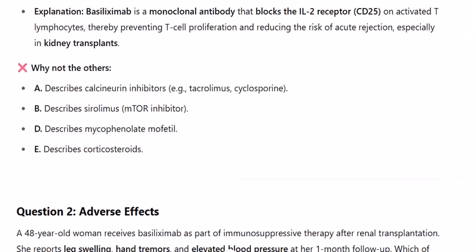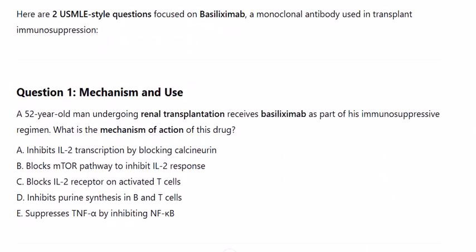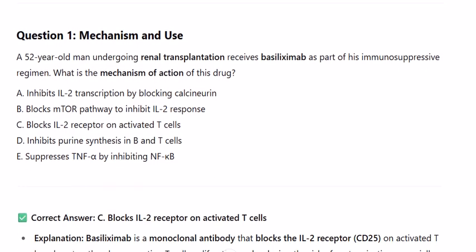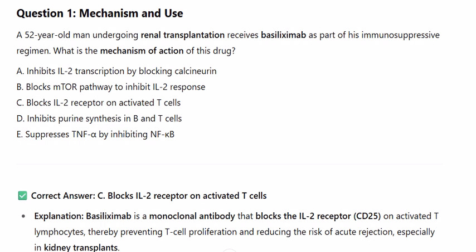Basiliximab, a monoclonal antibody used in transplant immunosuppression. Question 1. Mechanism and use. A 52-year-old man undergoing renal transplantation receives Basiliximab as part of his immunosuppressive regimen. What is the mechanism of action of this drug?